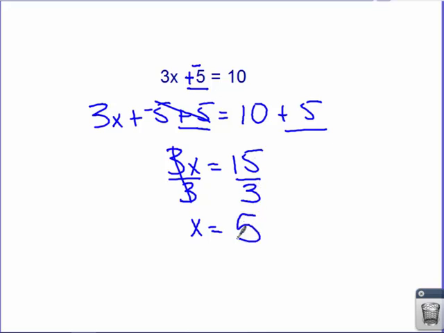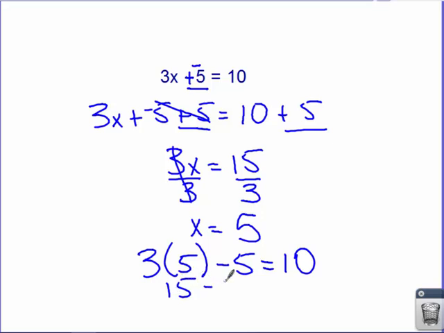Now again, if we were to plug that back in to the original problem, 3 times 5 minus 5, does that give me 10? Well, 3 times 5 gives me 15. 15 minus 5 does equal 10, so that is correct.